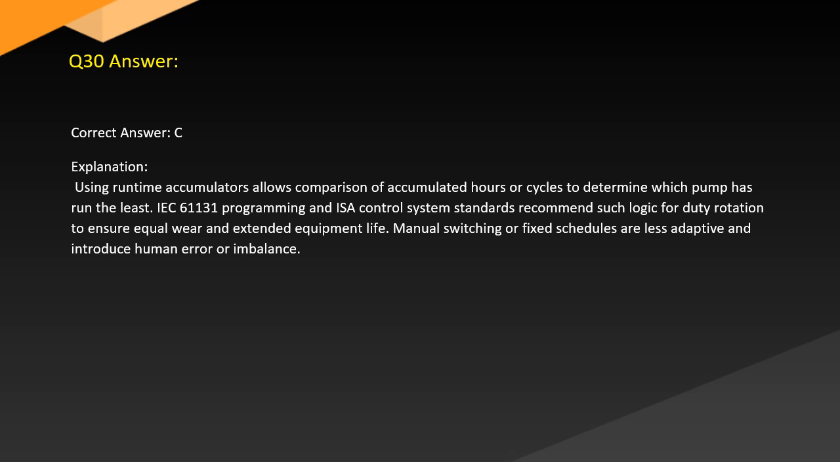Answer. Correct answer: C. Explanation. Using runtime accumulators allows comparison of accumulated hours or cycles to determine which pump has run the least. IEC 61131 programming and ISA control system standards recommend such logic for duty rotation to ensure equal wear and extended equipment life. Manual switching or fixed schedules are less adaptive and introduce human error or imbalance.